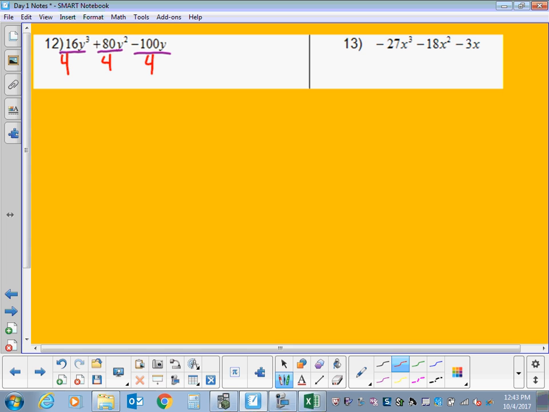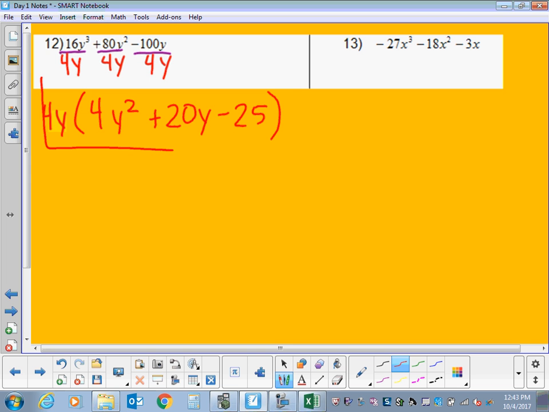What about my y's? What's my GCF? Y. Just plain y. So we have 4y. And if I divide, I have 4y squared plus 20y minus 25.